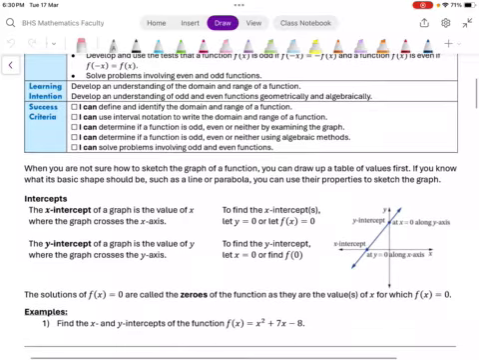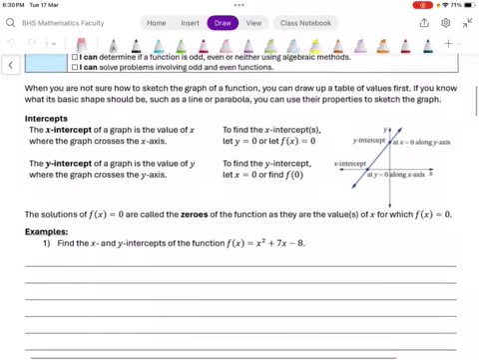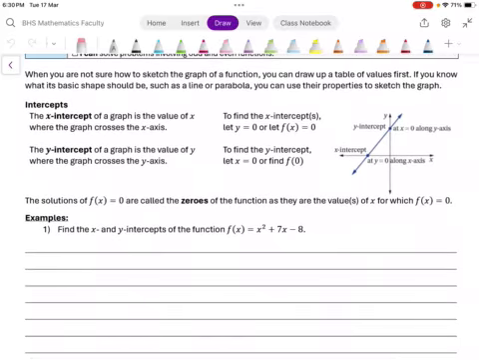So when you're not sure how to sketch the graph of a function, you can draw up a table of values first. If you know what its basic shape should be, such as a line or parabola, you can use their properties to sketch the graph. So some key properties are the intercepts of our graph.